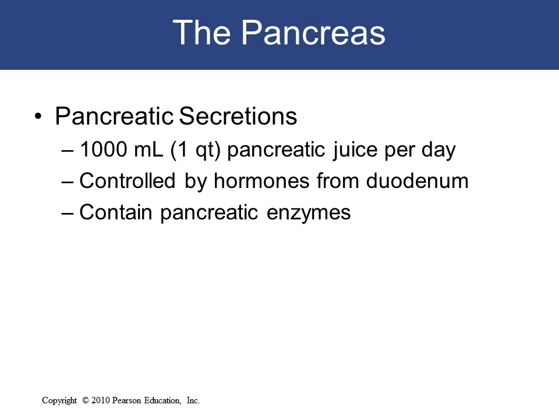So, the pancreatic secretion. The pancreas produces two types of secretion, and the secretion, which is called the pancreatic juice, is about 1,000 milliliters per day. The two secretions are the exocrine secretion, which contains the pancreatic enzymes, and this pancreatic juice is from the acinar cells and enters the duodenum through the main and accessory pancreatic ducts, while the endocrine secretion, which is glucagon and insulin, comes from the pancreatic islet and enters into the blood.